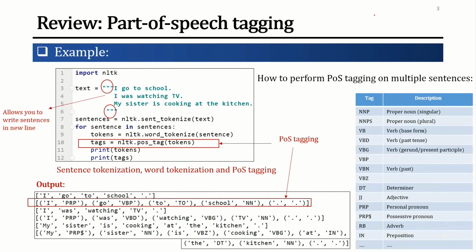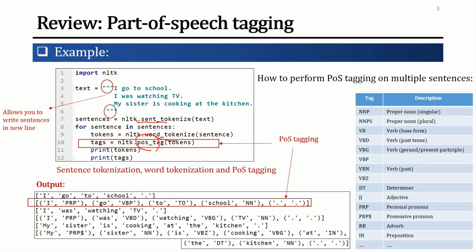Okay, now we come to the review part of our previous lecture on POS tagging. As you take a look at this example, we have an input text which consists of 3 sentences. We use triple quotes to represent those sentences on separate lines. Next, we use sent_tokenize to tokenize them into sentences, then the function word_tokenize to obtain the word tokens. Last but not least, we use the function pos_tag to do POS tagging.